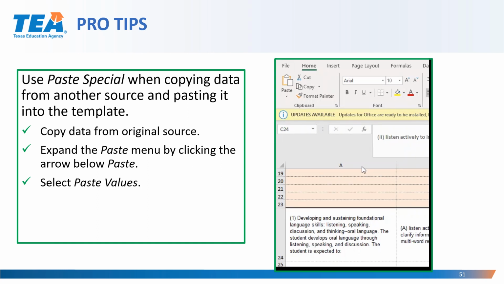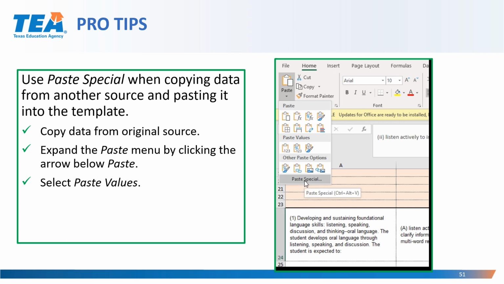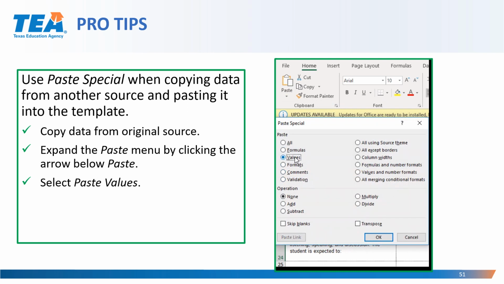Now I'm going to demo what that looks like. So I'm going to click the arrow under Paste, select Values, or I can select Paste Special and then Values and click OK.